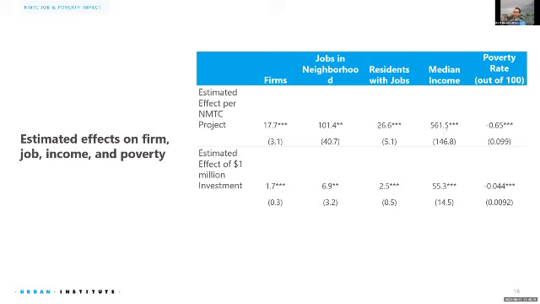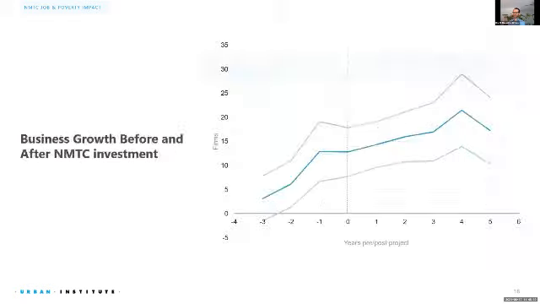And then median income increase about over $500, and poverty rate about 2/3 of 1 percentage point. And then here are the numbers scaled to $1 million of investment. This is for the average project size.